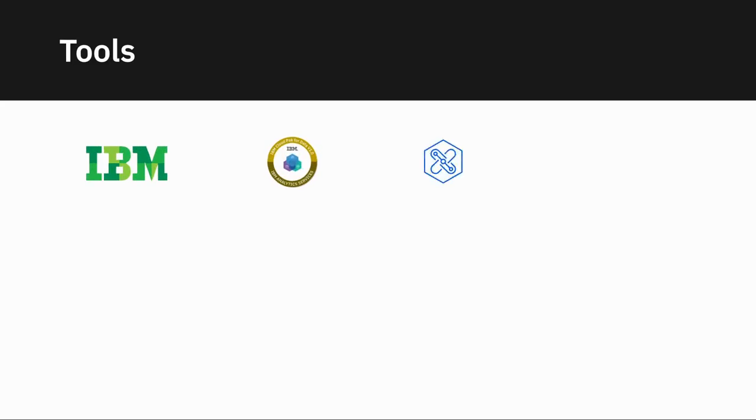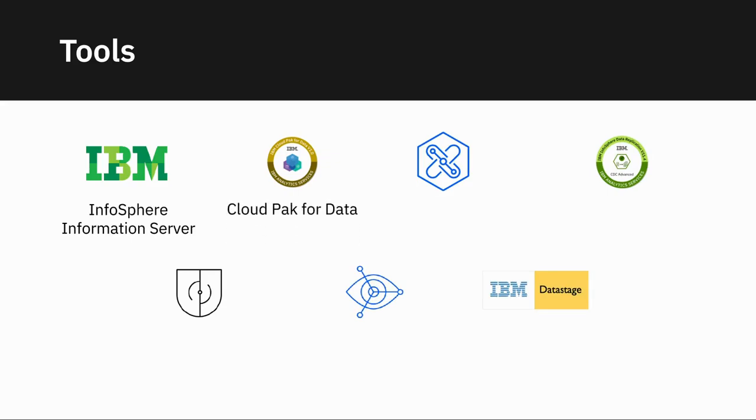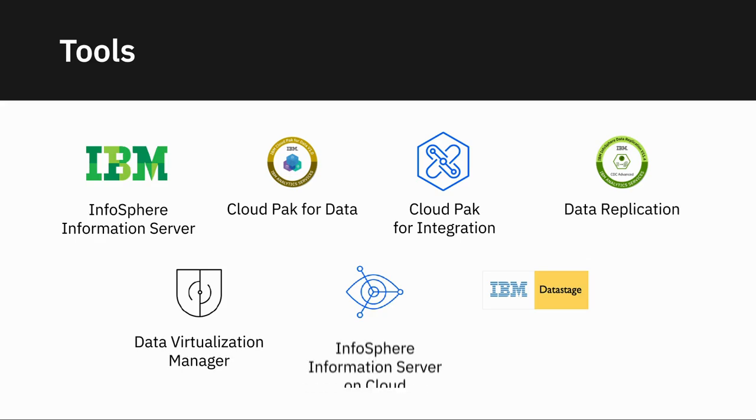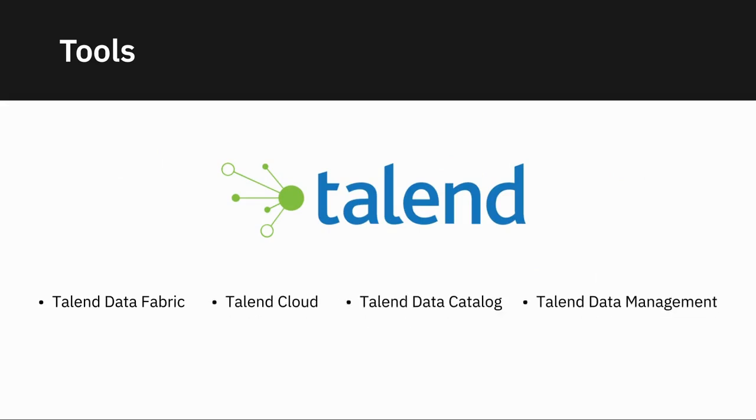IBM offers a host of data integration tools targeting a range of enterprise integration scenarios, such as InfoSphere Information Server, Cloud Pak for Data, IBM Cloud Pak for Integration, IBM Data Replication, IBM Data Virtualization Manager, IBM InfoSphere Information Server on Cloud, and IBM InfoSphere DataStage. Talend's data integration tools include Talend Data Fabric, Talend Cloud, Talend Data Catalog, Talend Data Management, Talend Big Data, Talend Data Services, and Talend Open Studio.